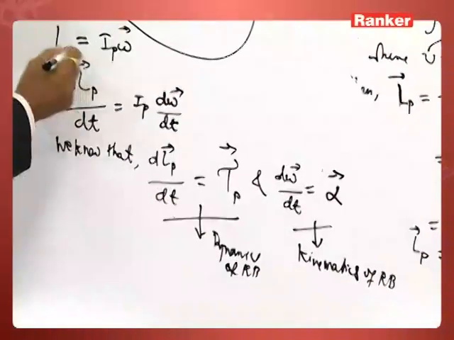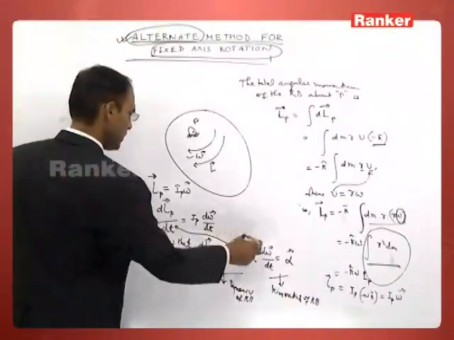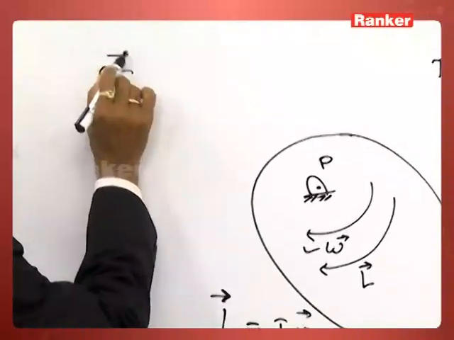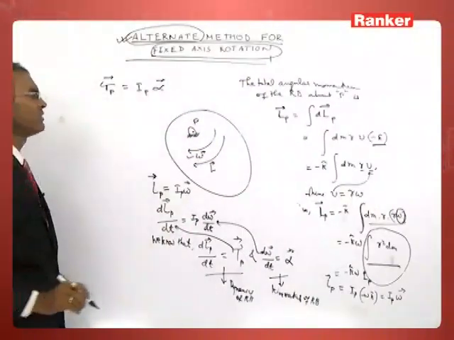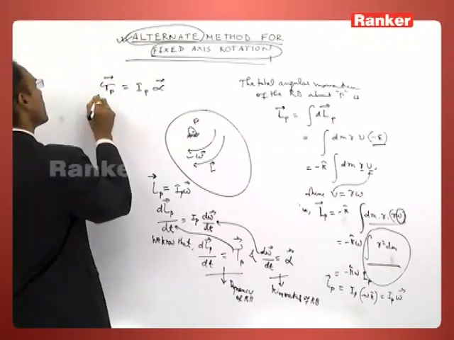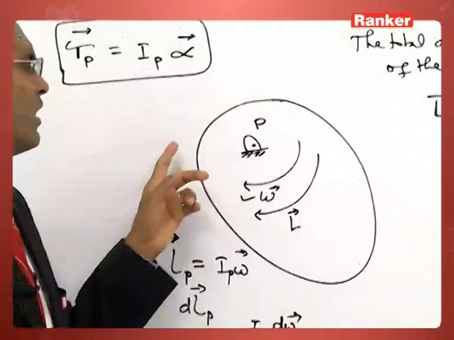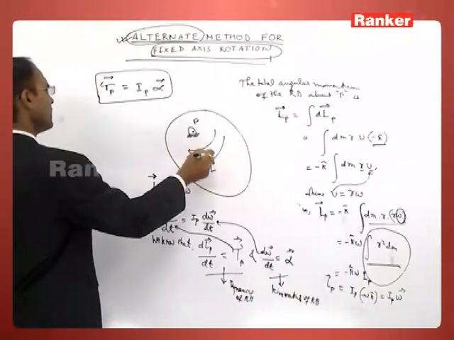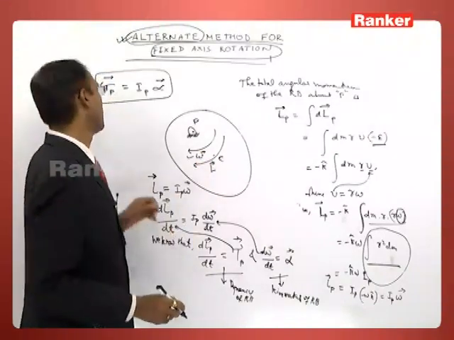Now, substitute dL/dt as tau, the torque, and d omega/dt as alpha to get tau_p is equal to I_p into alpha. This is called the equation for rotation of the rigid body about this fixed axis. So you need not take the torque about the center of mass. That method we have already discussed, and we got this formula.